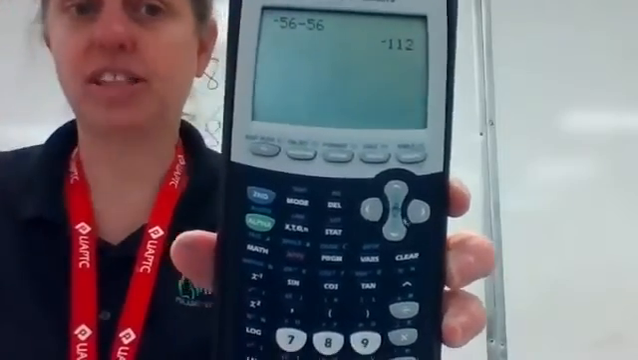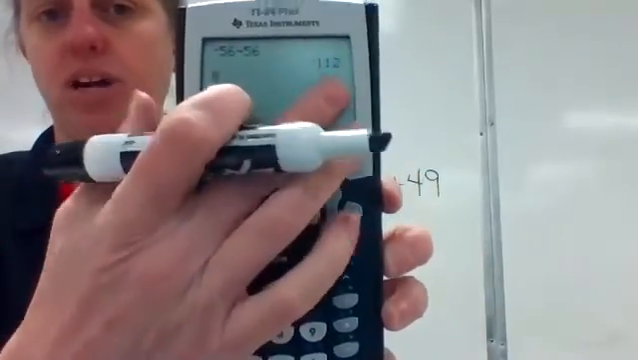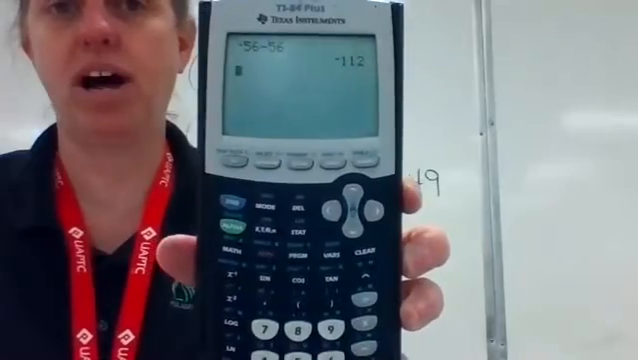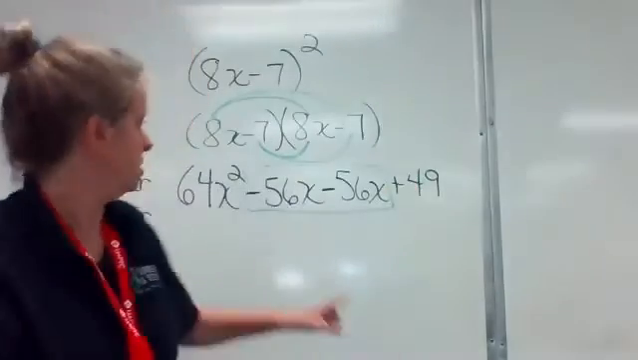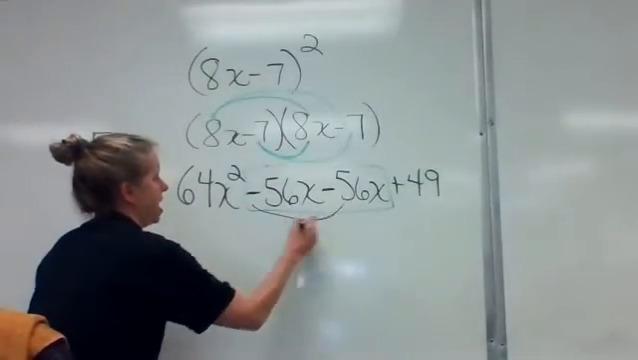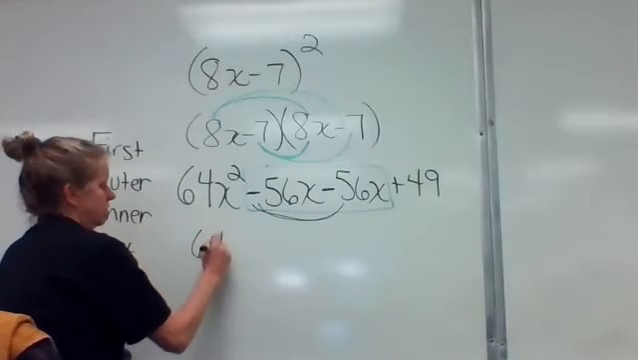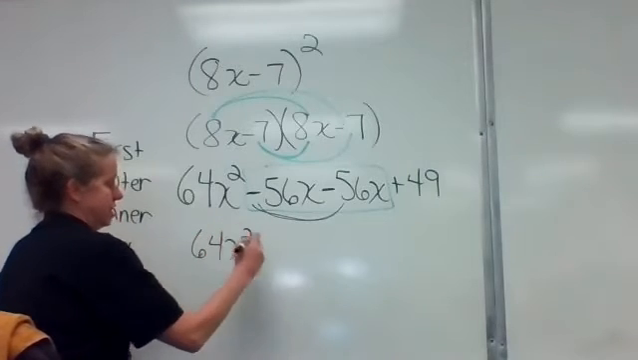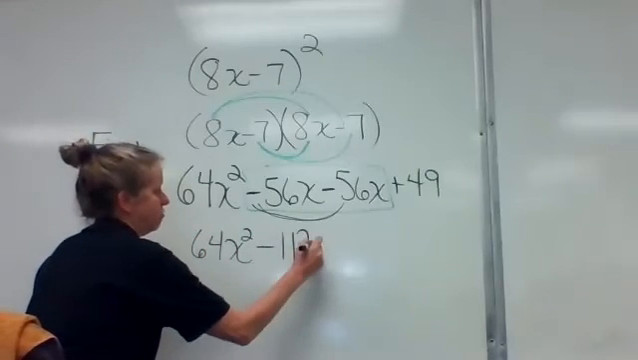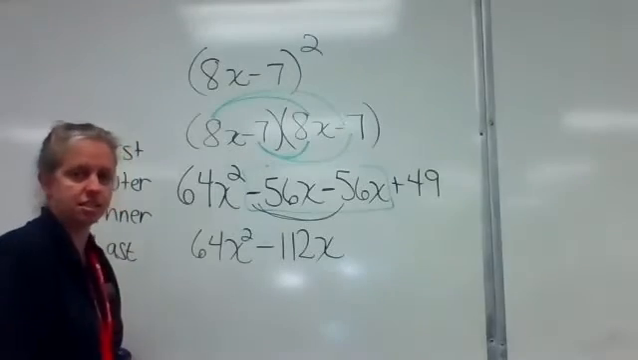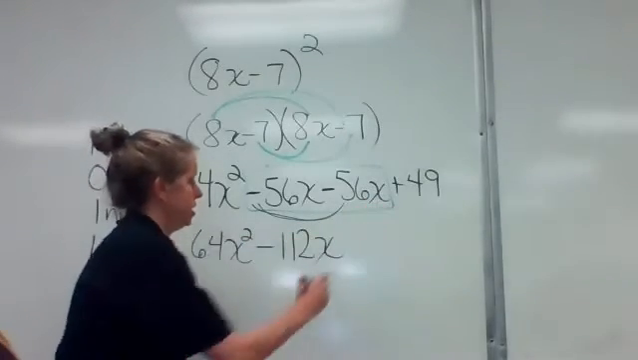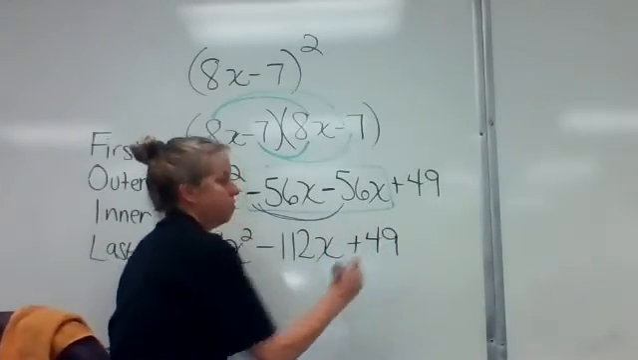So altogether, that's how many x's I really have. Negative 112. So I'm putting these all together. I've got 64x squared. And then like my calculator says, I have negative 112 x's. Bring down your plus 49.